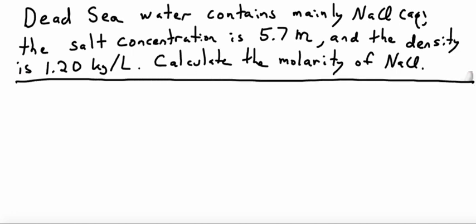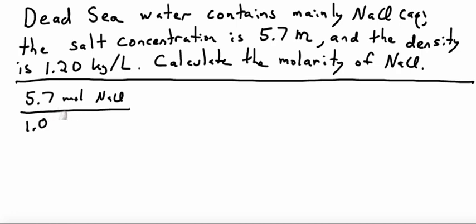So let's write down what we know. We know we've got 5.7 moles of sodium chloride for every 1.0 kilogram of water, since we're talking about molality. Let's see if we can put this closer to molarity. Remember, molarity is moles of stuff over the volume of solution. So first, we're going to have to figure out how much solution there is, and right now we've just got water. So we're going to have to figure out the mass of sodium chloride and add that in. And then we can use the density to get the volume. So let's do this in steps.